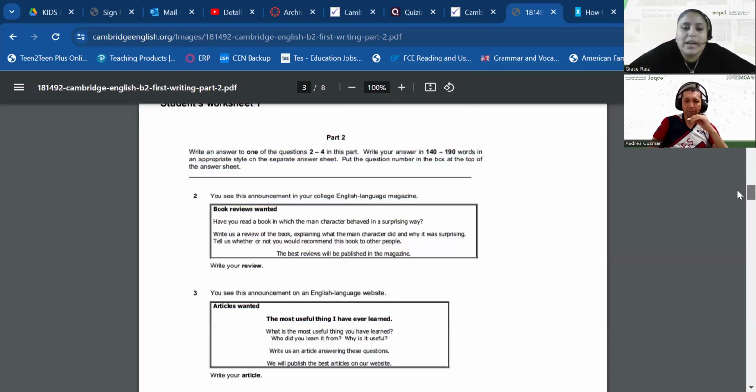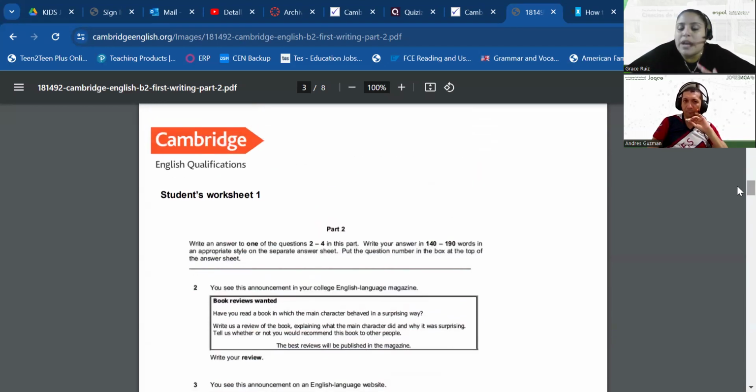This is what a part two of a Cambridge exam will look like. In here you will have to choose from one of these options. It says write an answer to one of the questions 2 to 4 in this part. And the part two is going to be the same as the essay in part one, which is 140 to 190 words, the exact same amount of words, so that does not change.